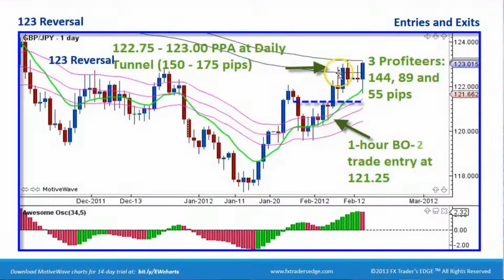We use the 3 profiteers to take our profits. Since the PPA is between 150 to 175 pips, we start at the Fibonacci sequence 144 and work backwards to 89 and 55 pips. We enter at 121 and a quarter, and we add 55, 89, and 144 pips to get our profit targets based on the daily tunnel.